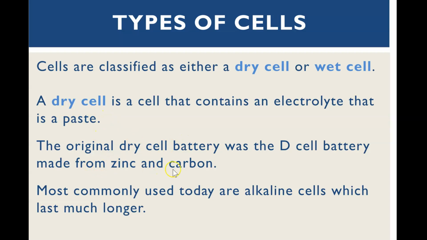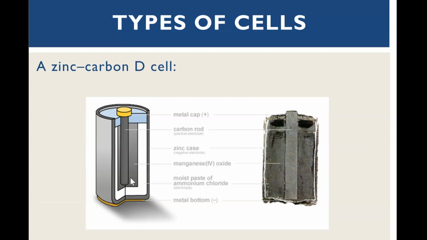The original dry cell battery was the D cell battery made up of zinc and carbon electrodes. And most commonly used today are the alkaline cells, which last much longer than these zinc and carbon cells. Okay, this is an example of the zinc carbon D cell. Again, this is similar to the one that I showed you previously.